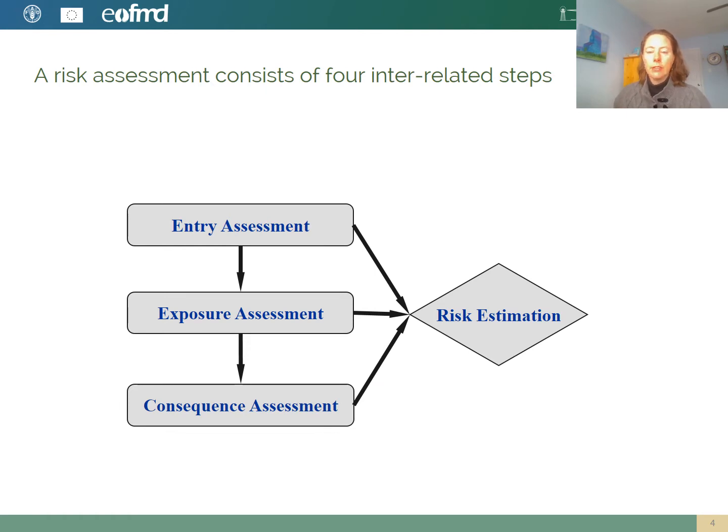There's 4 interrelated steps that make up risk assessment. There's entry assessment, followed by exposure assessment, consequence assessment, and all these are combined in a risk estimation step. We'll describe each one of these steps in this presentation.